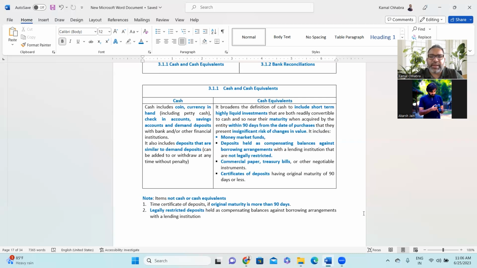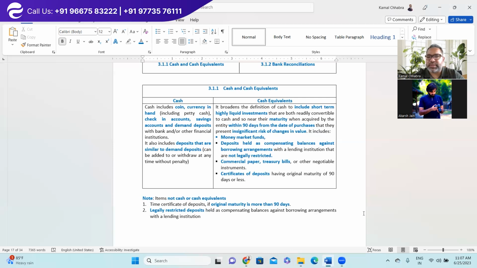The second thing is cash equivalent. Sometimes students get confused. What is cash equivalent? Cash is very easy to understand. Anything and everything which is in your hand as cash or in your bank account, in a very simple way, you can consider as cash. But sometimes people get confused about what is to be considered cash equivalent.